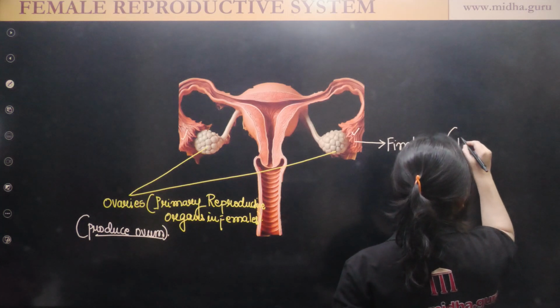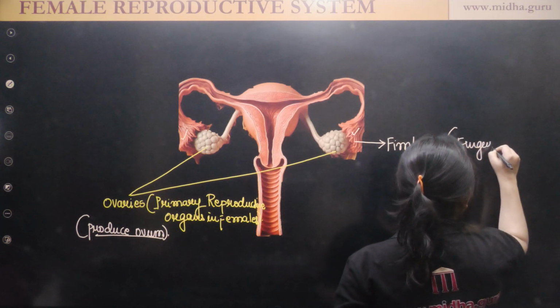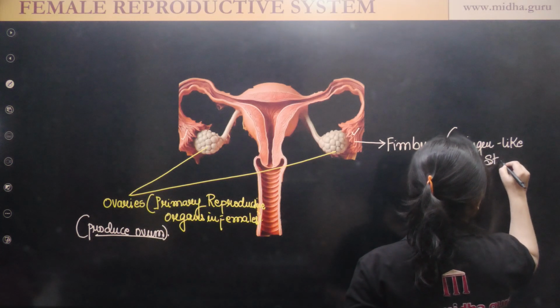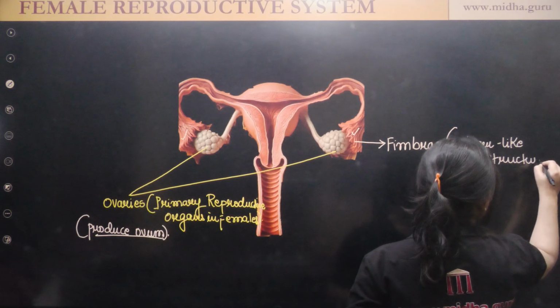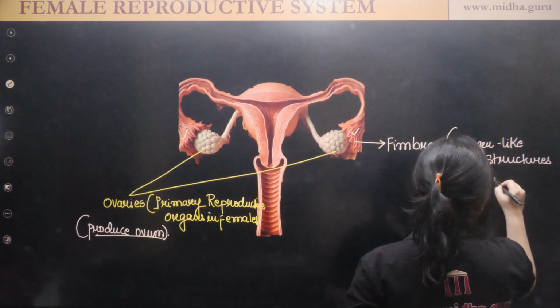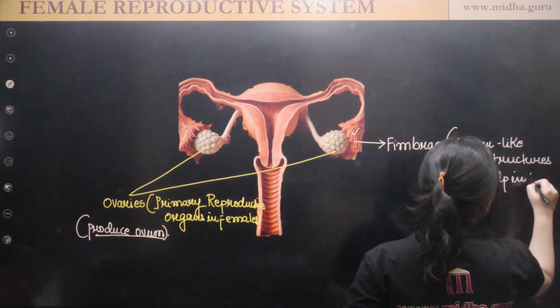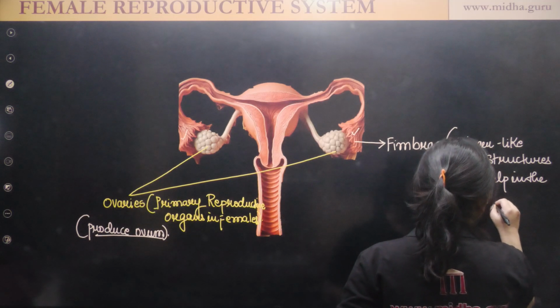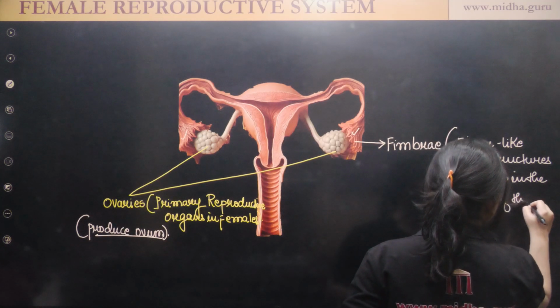So what are these? Finger-like structures which help in the collection of the mature ovum.